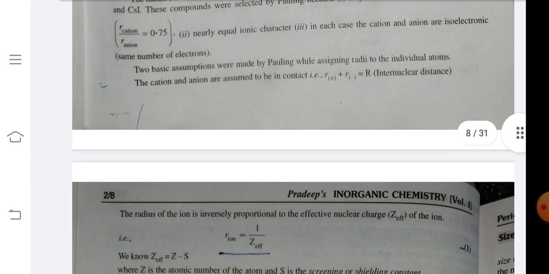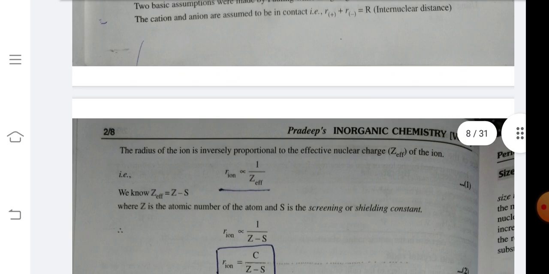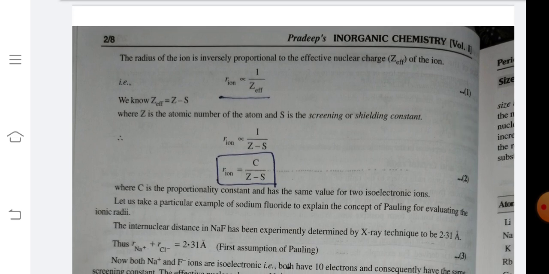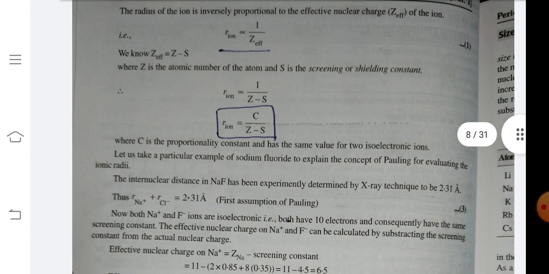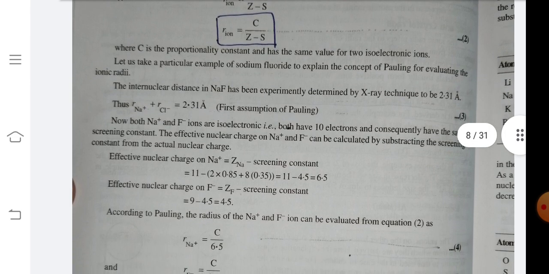Two basic assumptions were made by Pauling while assigning radii to the individual ions. The cations and anions are assumed to be in contact, that is r+ plus r- equals r, the internuclear distance. The radius of the ion is inversely proportional to the effective nuclear charge of the ion. r is proportional to 1 by Z effective. We know Z effective equals Z minus S, where Z is the atomic number of the atom and S is the screening or shielding constant. So r of the ion equals C upon Z minus S, where C is the proportionality constant and has the same value for isoelectronic ions.